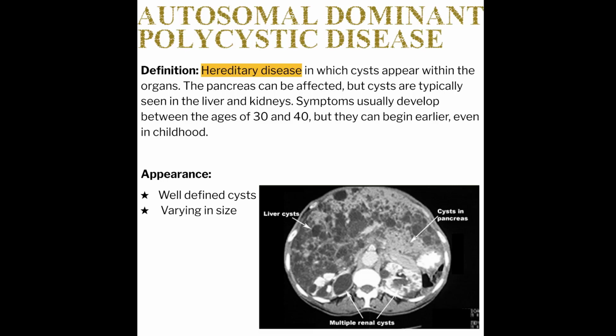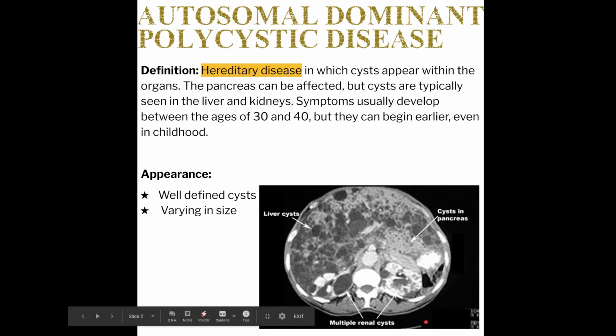Being an autosomal dominant disease, the hereditary chance of inheriting this disease is 50%, meaning that only one parent needs to have the disease to pass it along to 50% of their children. On ultrasound then, it'll appear as very well-defined cysts, and they can vary in size from very large to very small. We have a cross-sectional CT showing the liver, kidneys, and pancreas all exhibiting multiple cysts.